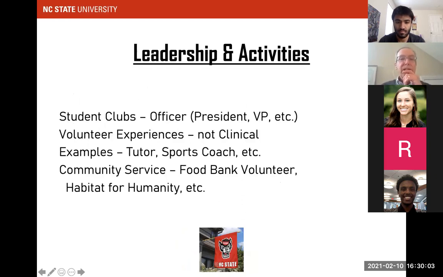So these are some examples of leadership and activities. I mentioned student clubs of any kind. Volunteer experiences are very helpful to include. And I put on there volunteer experiences, not clinical, because you can put the volunteer experiences in the clinical experience category. So again, some examples.